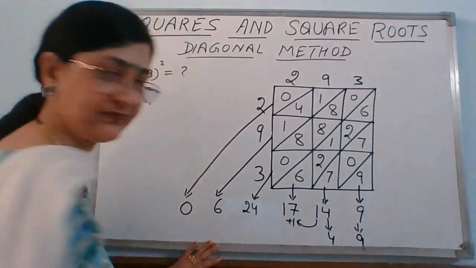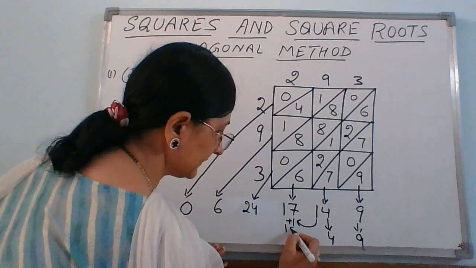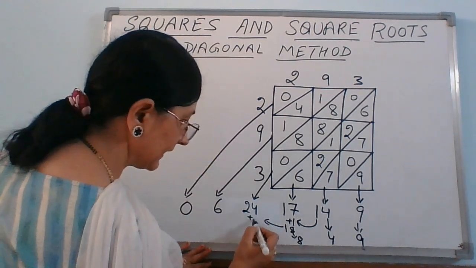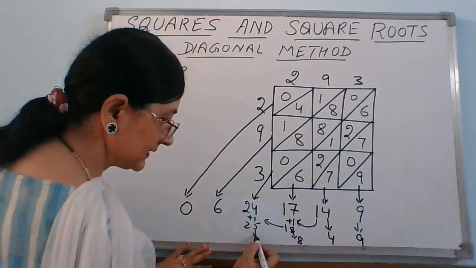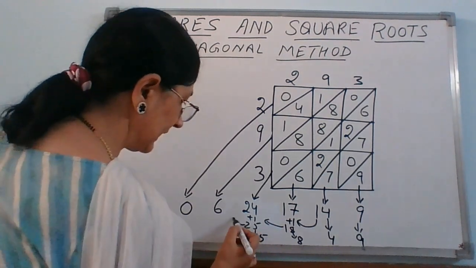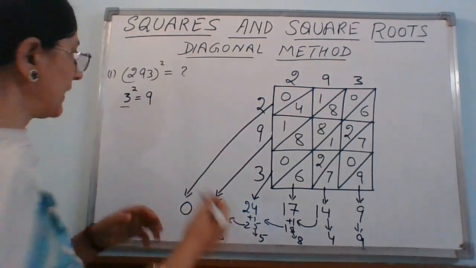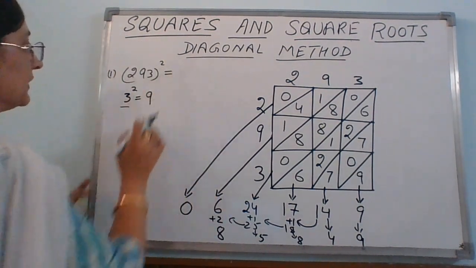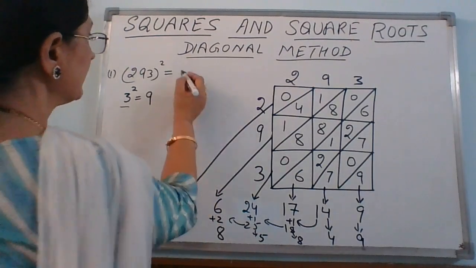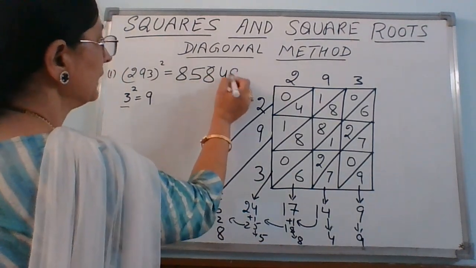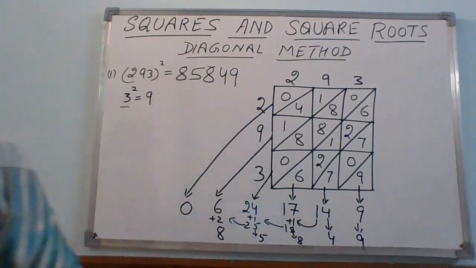I have to add here, right? So this number becomes 18. So I have to note down 8 from here and this 1 is added here. That is 25. You have to note down the units digit. 2 you will add here, right? 6 to 8. Here you have 0. So what is the answer here? Square of 293 is 8, 5, 8, 4 and 9. 8, 5, 8, 4, 9.